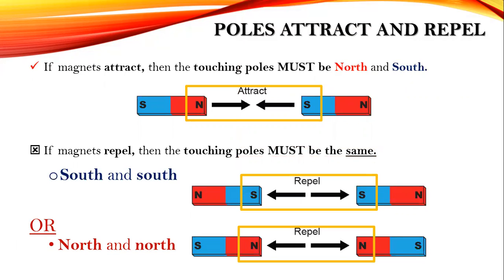If you find that magnets attract, then the touching poles must be north and south, two different poles, because different poles attract. But if you find that magnets repel, then the touching poles must be the same. It could be south pole facing south pole, or north pole facing north pole.